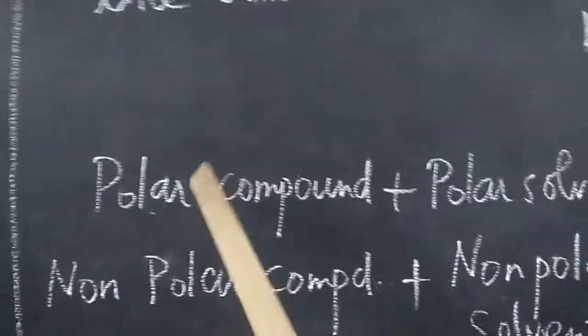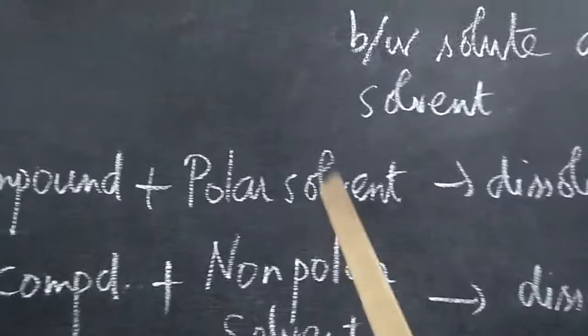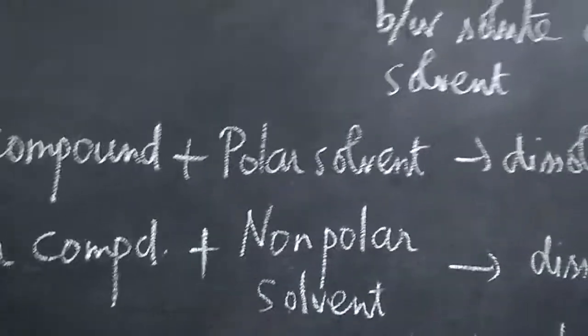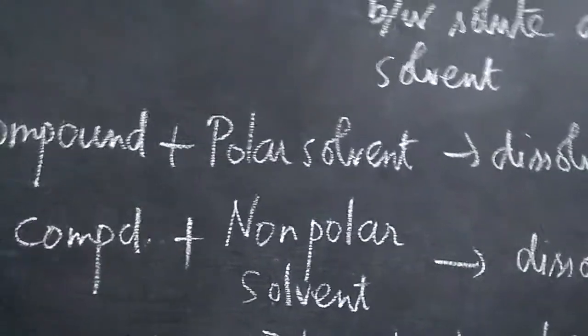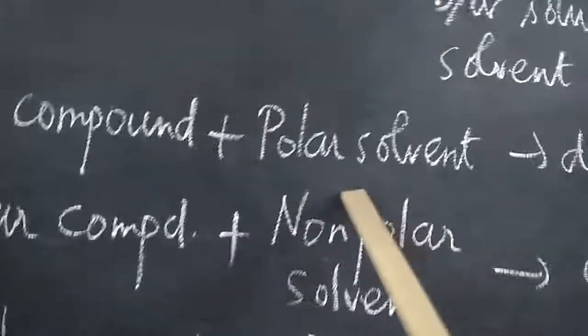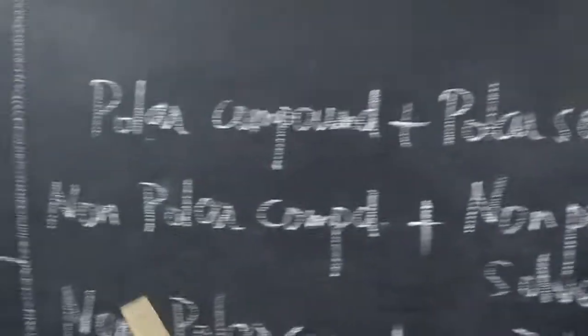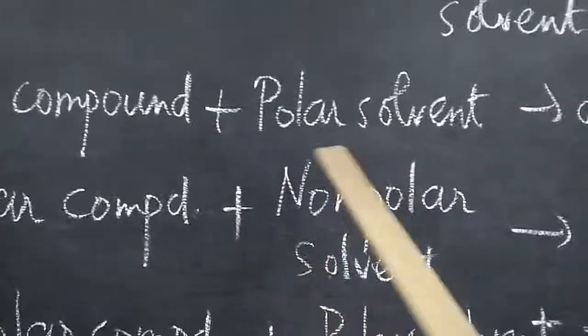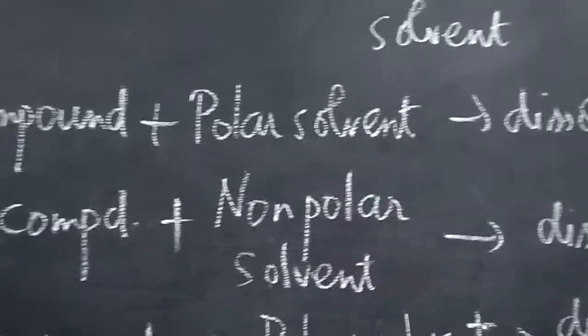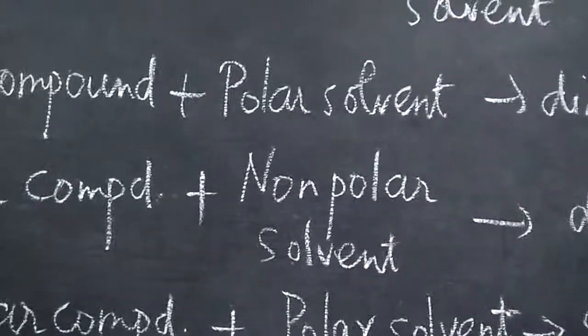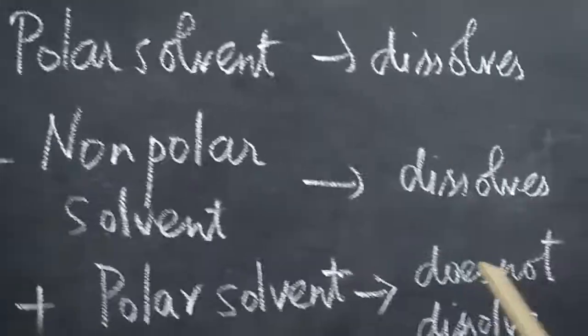See, polar compounds can dissolve only in polar solvents. An example of a polar solvent is water. So when a polar compound is dissolved in a polar solvent, it dissolves. When a non-polar compound is mixed with a non-polar solvent like ether, alcohol, carbon tetrachloride, etc., then it dissolves.